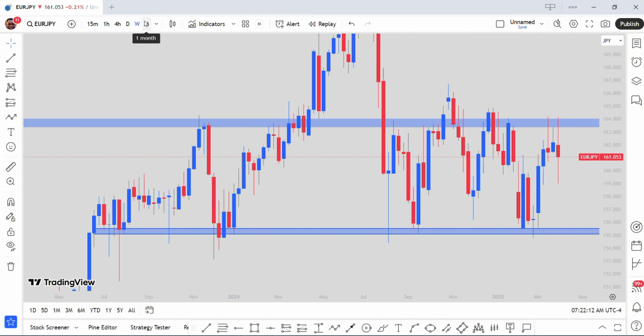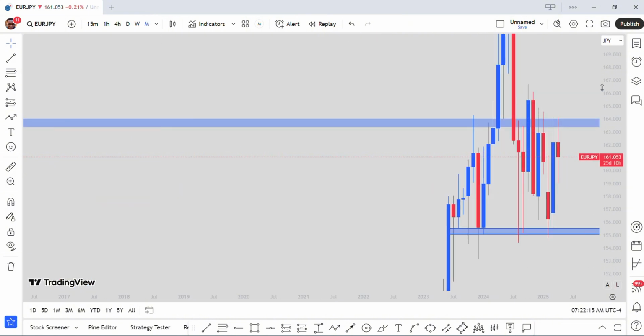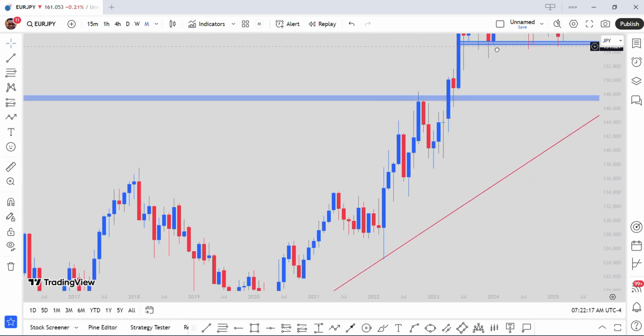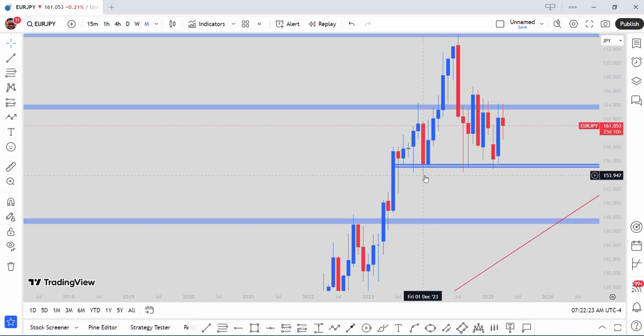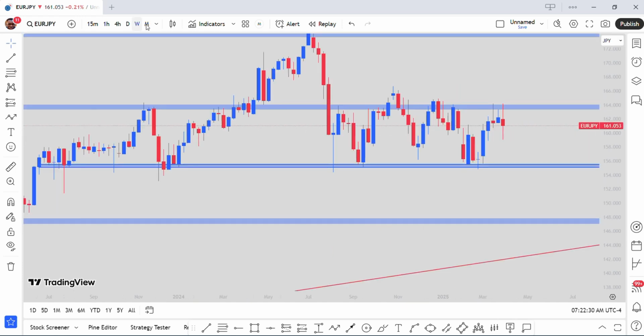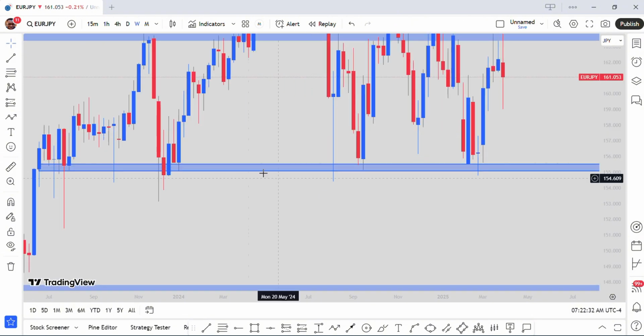So the very first pair on my list is EURJPY. The trend of this market is to the upside. Price was creating higher high, higher low, higher high, higher low, higher high, higher low, and higher high, right? So the trend of this market is to the upside. But on the weekly time frame, price creates a chart pattern.